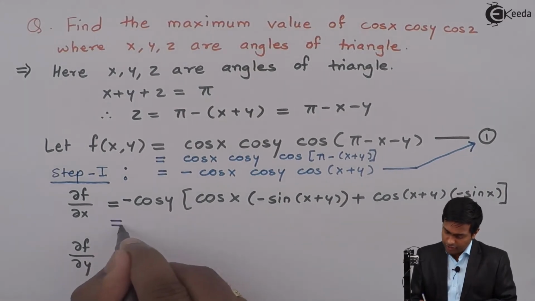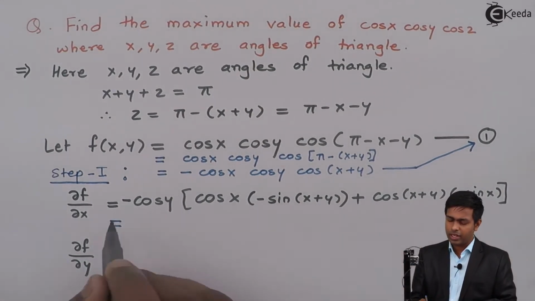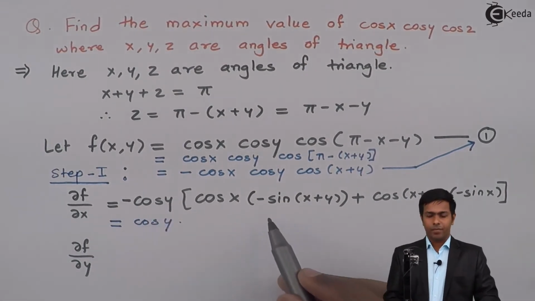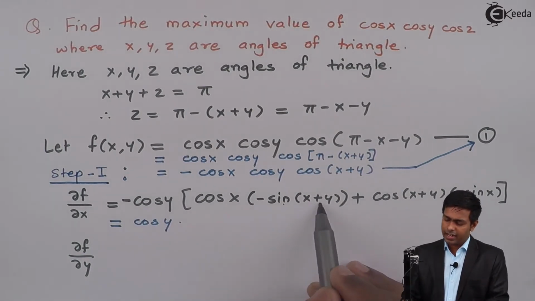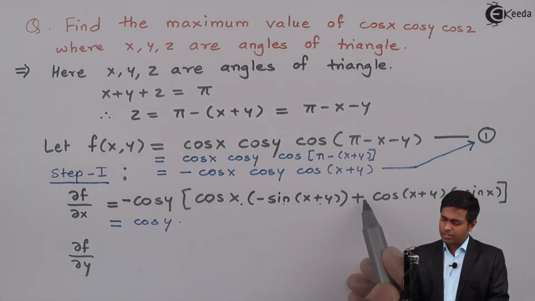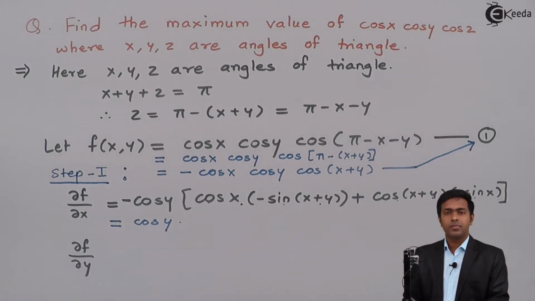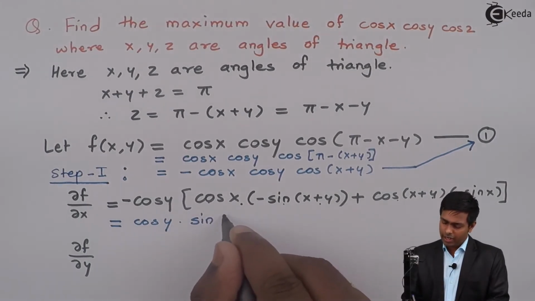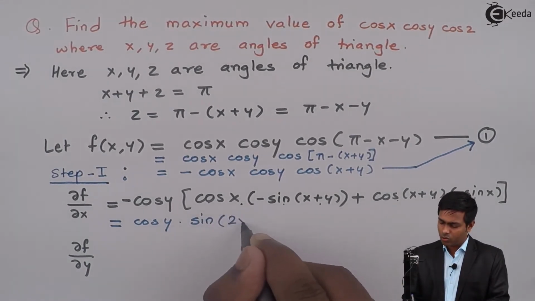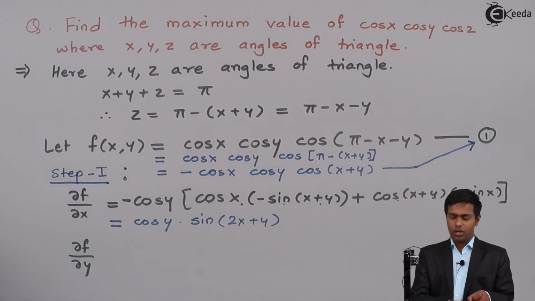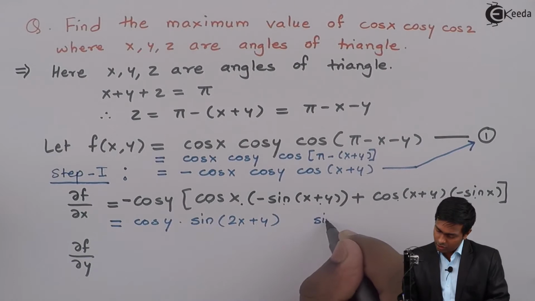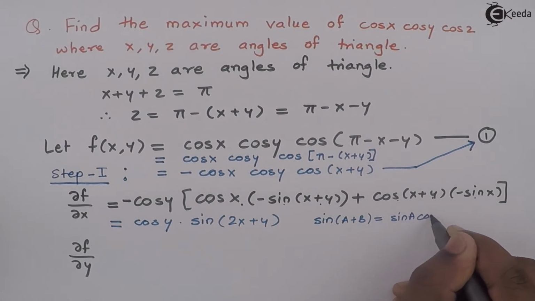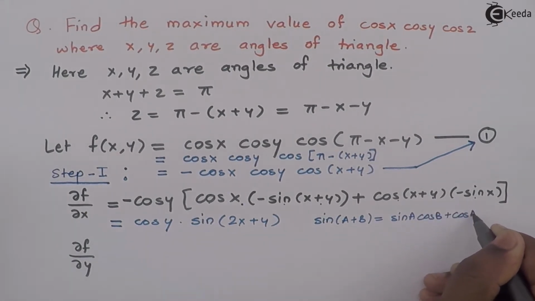Now what we'll do is we will take the minus sign from both the terms outside, and it will become plus. So outside we have cos y, and here we got the formula, that is sine a cos b plus cos a into sine b. By using that formula we will get sine of a plus b. So a is x plus y and b is x, so we will get 2x plus y. Here we are applying the formula sine of a plus b equal to sine a cos b plus cos a sin b.